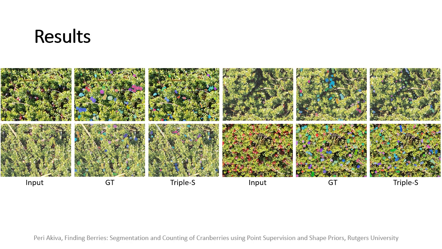Those are some visual examples predicted by our method. It can be seen that even difficult examples where colors and shapes are irregular, the model is able to correctly identify and separate overlapping cranberries.